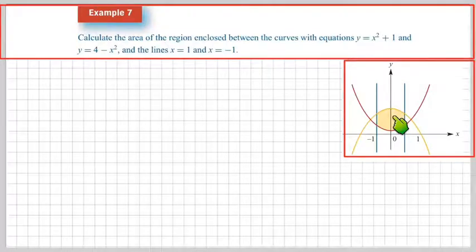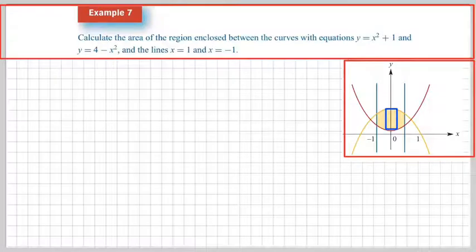Alright, now we've got to work out the area again. So we have to make sure we've got a positive integral, guys. So we use the same procedure. This time we don't have to work out the points of intersection because we're not using those. We're just going from x equals minus 1 to x equals plus 1. Now there's my little integral.